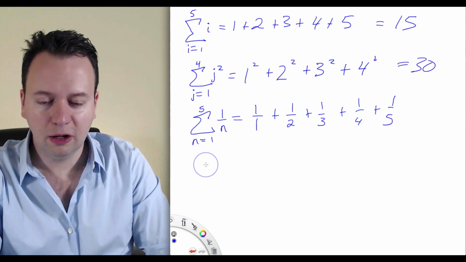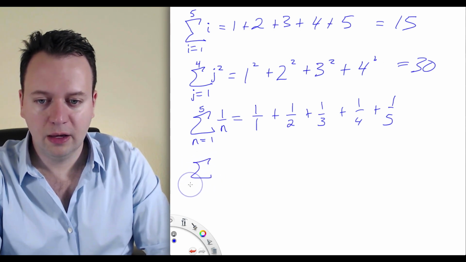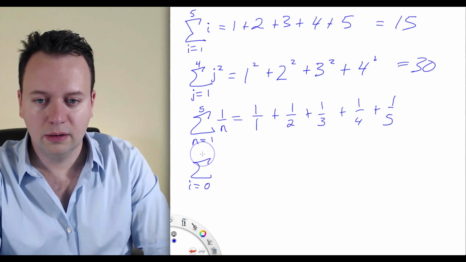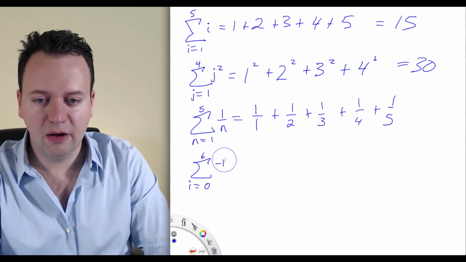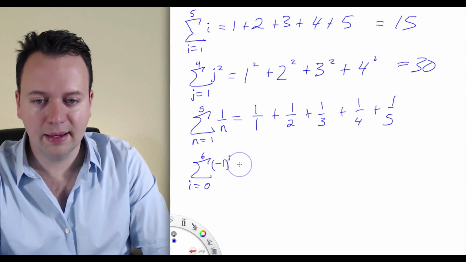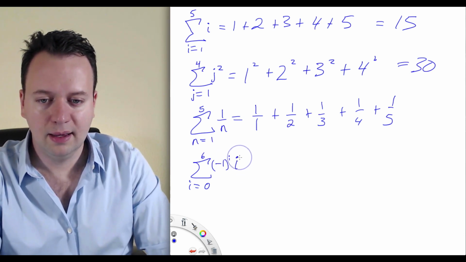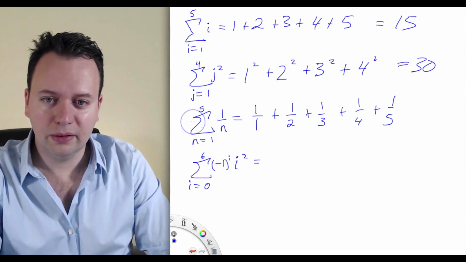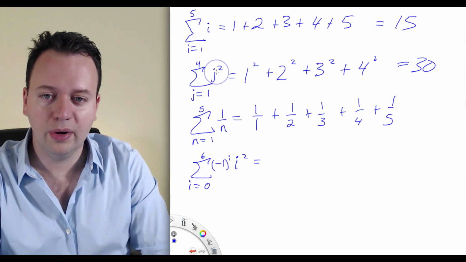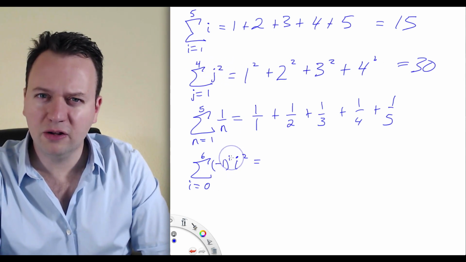Now let's do something a little bit different. Let's say we have i equal to 0 to 6 of minus 1 to the i, and then let's say i squared. Okay, so now it's very similar to the second one we have here. It's basically i squared or j squared. So now we have minus 1 to the i.